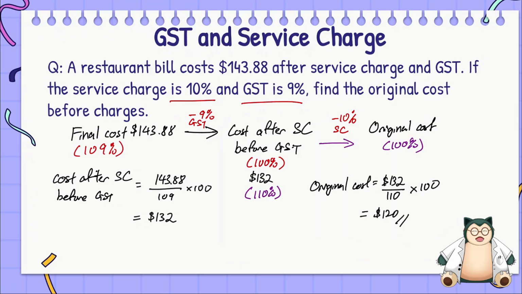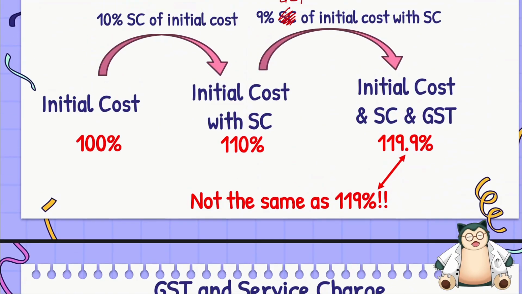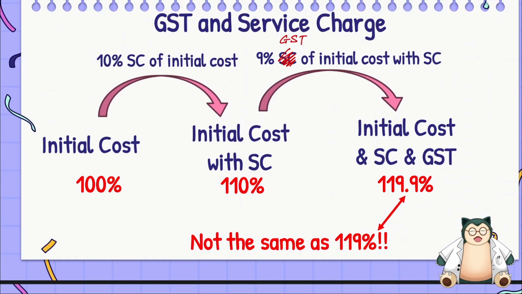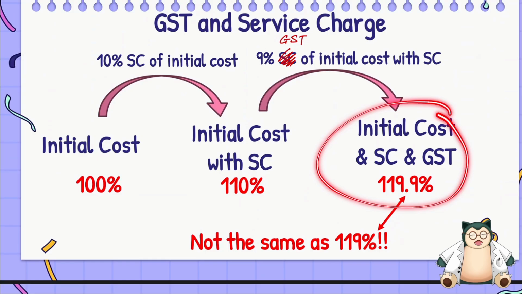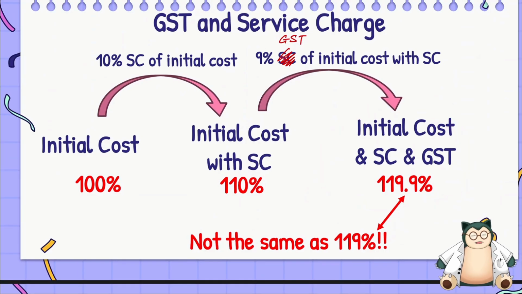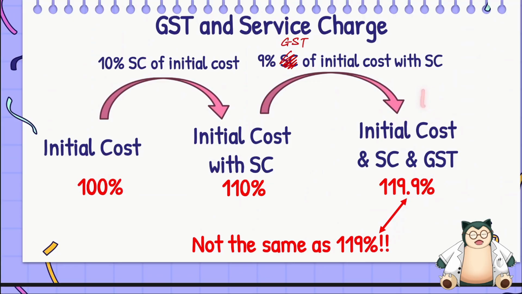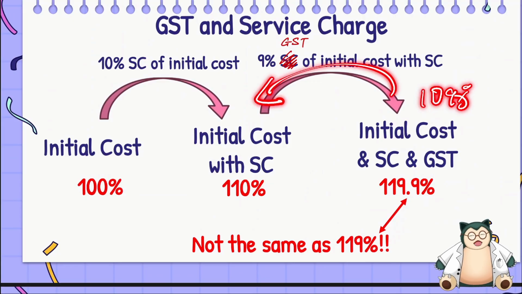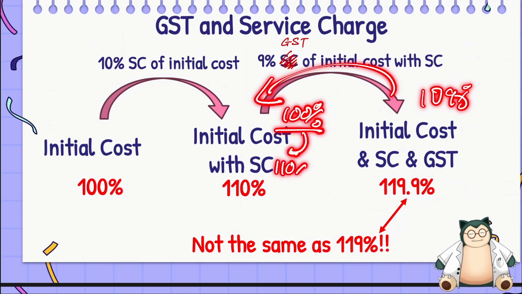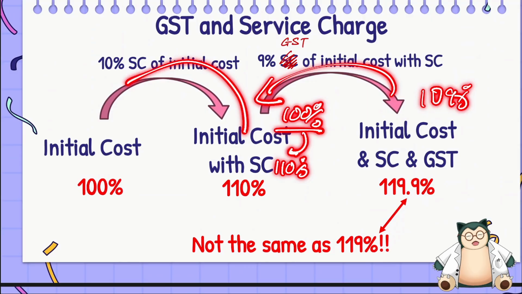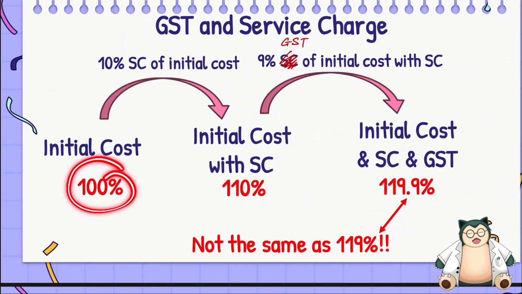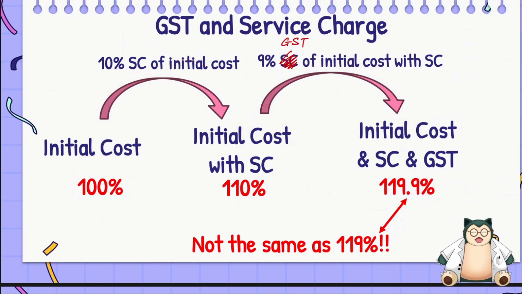So just to summarize this question, what we did is actually a reverse of our thought process. So for our final cost with service charge and GST, we take this as our base of 109% and we minus away the GST to get 100%. Okay, and then for this amount, we change the base now to 110% and then we subtract another 10% to get our 100% and that will be our initial cost.